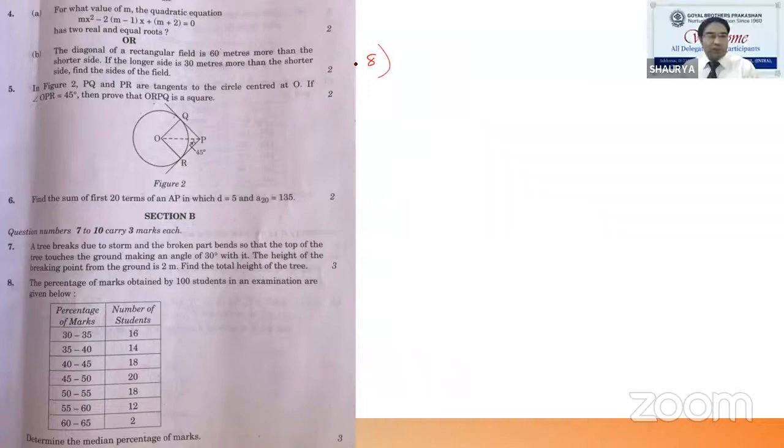Okay. We can come to the next question of section B, that is our question 8. What we have here is a question from statistics. We are asked to calculate the median from this data, right? So it's a straightforward question, I guess. I'll do it right here. We'll make a table first, a column for cumulative frequency.